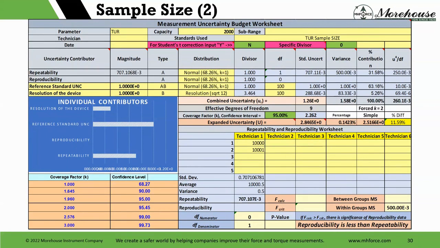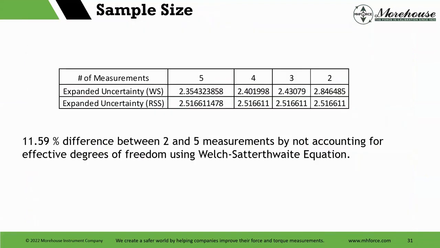I'm just taking 2, and that might happen. Maybe you have a temperature bath. Maybe you can only make 1. If I do that and I use the Welch-Satterthwaite equation, you can see here my coverage factor should be 2.26. If I multiplied everything by 2, I would have a difference of 11.59. So a bit of a difference, just to consider. The more measurements, the better, but measurements are costly.